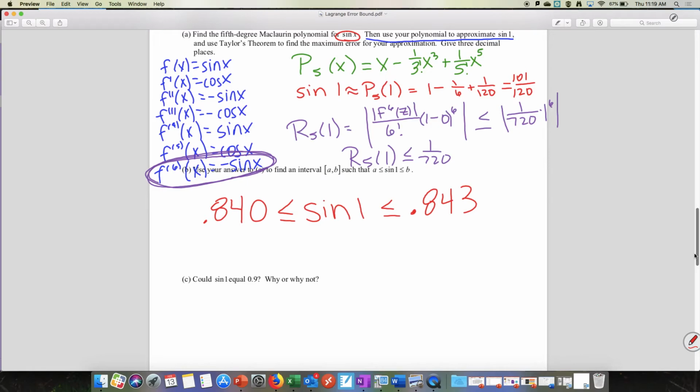Because our remainder was what? 0.001. It's pretty cool. Pretty small. Okay, so could the sine of 1 equal 0.9? Nope. Too big.